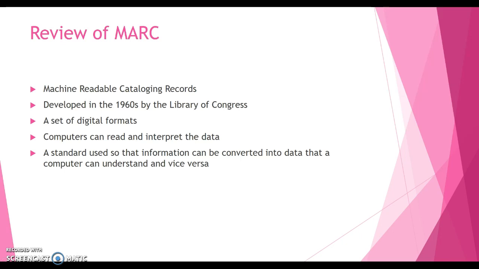As we all know at this point, MARC stands for Machine Readable Cataloging Records and was developed in the 1960s by the Library of Congress. It's a set of digital formats that allow computers to read and interpret data, so that data can be converted into a form that computers can understand and vice versa. And it helps us send and decode information from different libraries all over the world.